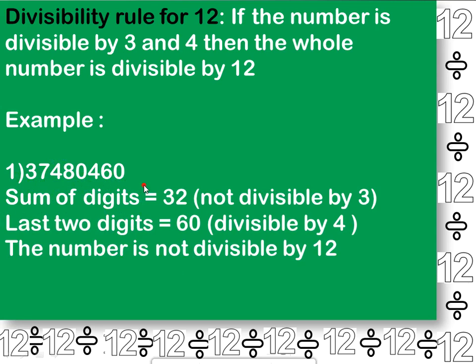First of all, this number is not divisible by 3 because the sum of the digits is not a multiple of 3. As you can see, the sum of the digits is 32, which is not divisible by 3. The last two digits are 60, which is divisible by 4, but in order for a number to be divisible by 12, it should be divisible by both 3 and 4. So this number is not divisible by 12.